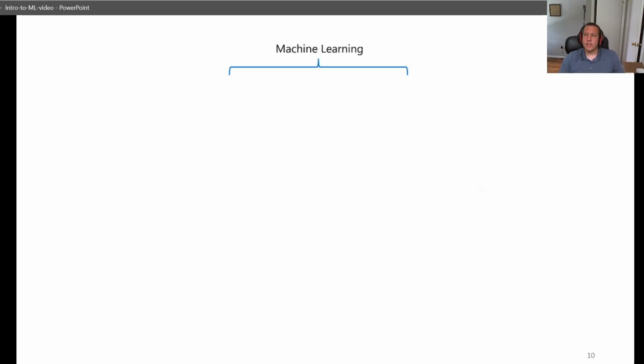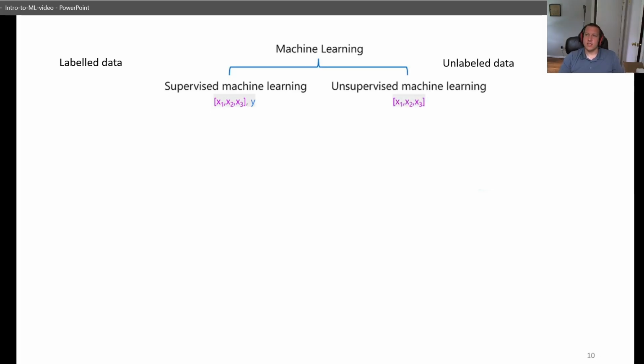If we consider machine learning protocols, there's really two main directions you can take when developing your models, and that actually comes down to the type of data you have. If you have labeled data, then you'll be doing supervised machine learning. And if you have unlabeled data, you'll be doing unsupervised machine learning. Well, what does labeled and unlabeled mean?